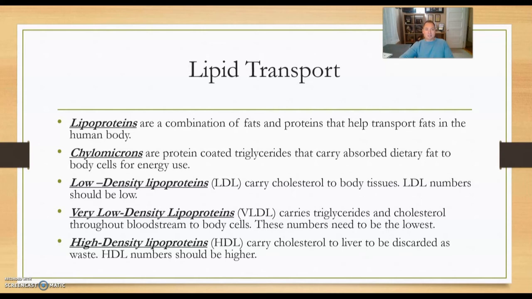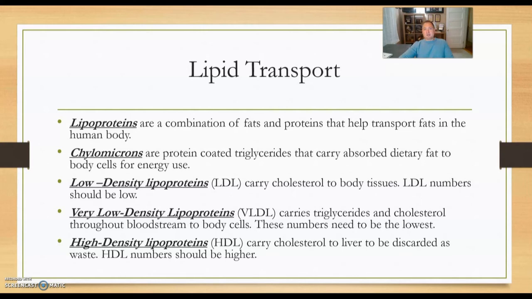Now, you have chylomicrons, which are protein-coated triglycerides that carry absorbed dietary fat, what you ate, to body cells so that you can use it. So chylomicrons will bring everything that you need to your cells so it has the energy to function.